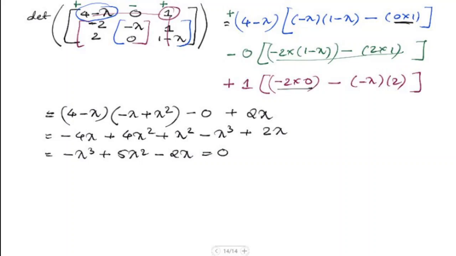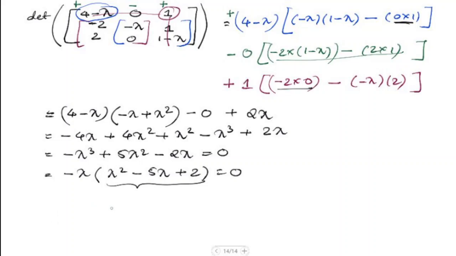So now what we can do over here is take out minus lambda as common, and then we'll have lambda squared minus 5 lambda plus 2 is equal to 0. So it becomes more simple for us. We can solve this quadratic equation using the formula we have.